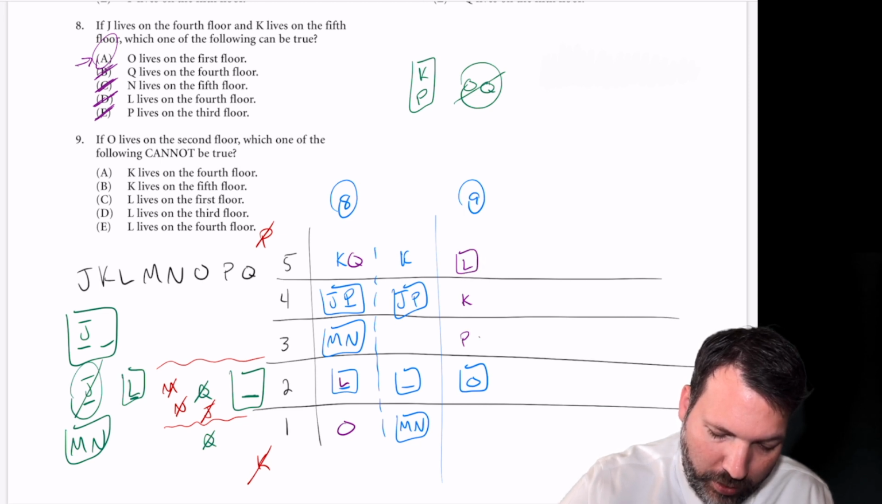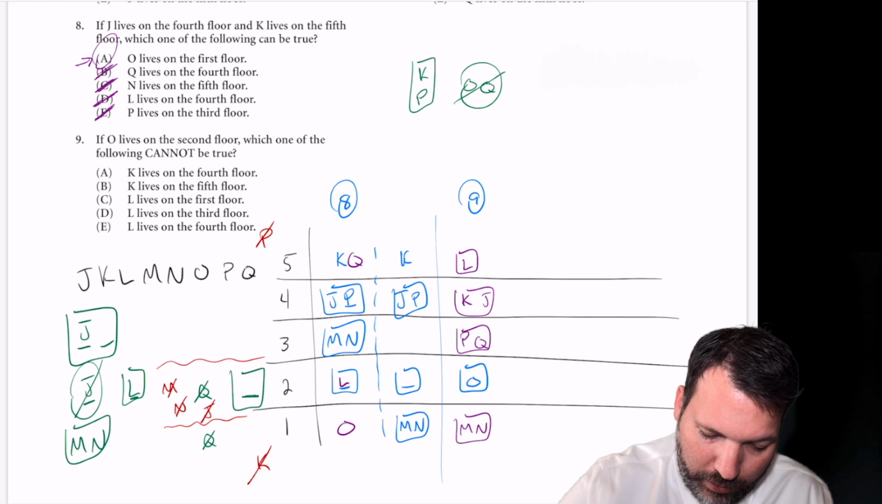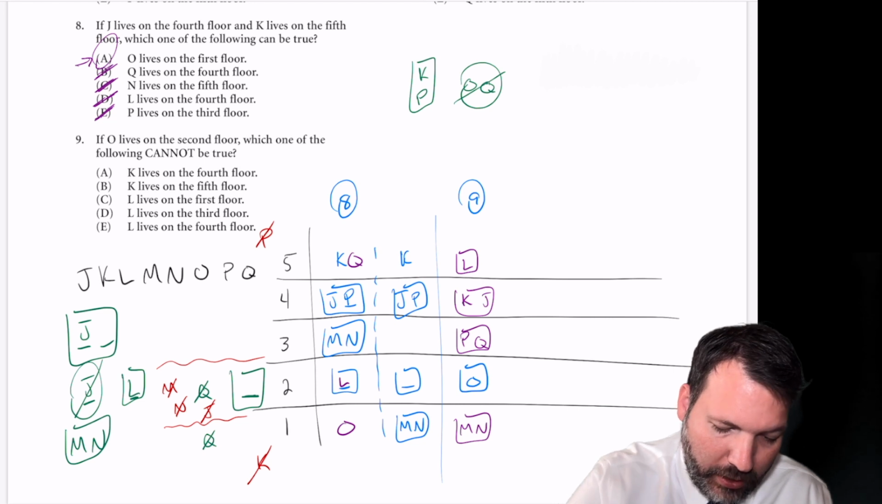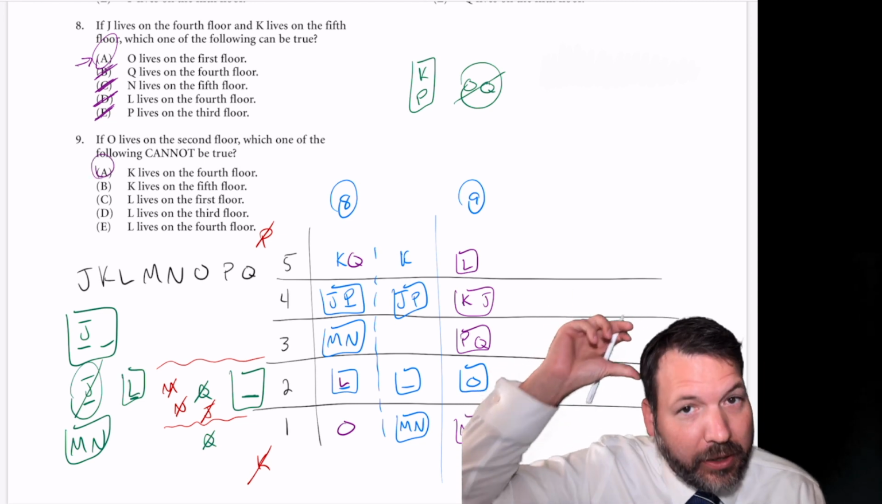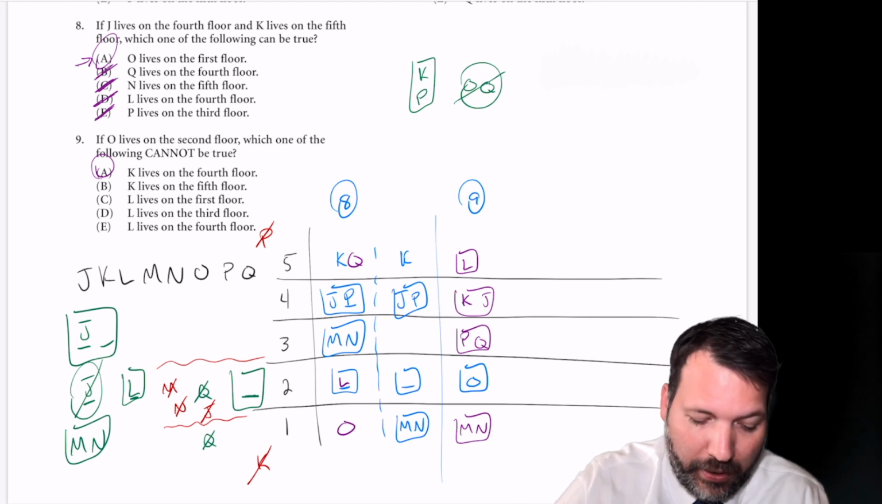Q would go with P in this scenario. J could go with K in this scenario. And M and N would go on floor 1. It doesn't look to me like it breaks any rules. I think that's it. It's always a little suspicious when we're trying out answer choices and it works out to A, so I am concerned.